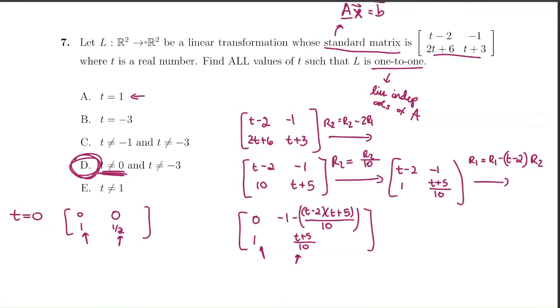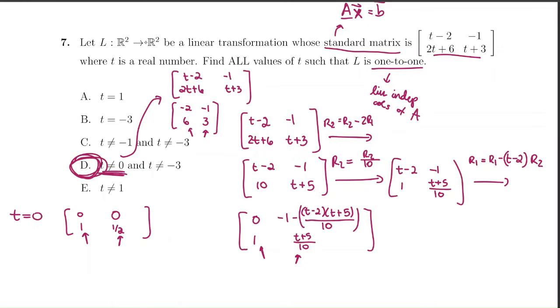So we knew this matrix A was T minus 2, negative 1, 2T plus 6, and T plus 3. If we had just plugged in T equals 0, we'd have gotten negative 2, negative 1, 6, 3. Clearly, these two columns are linearly dependent, so we would automatically know much more quickly that T needs to be not equal to 0 for L to be 1 to 1.